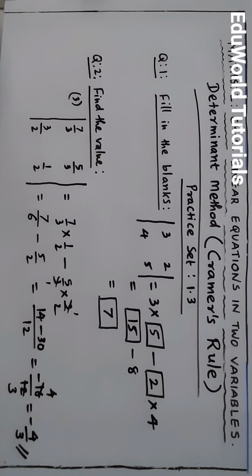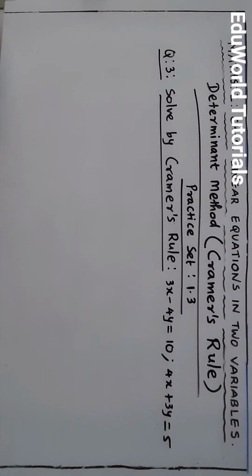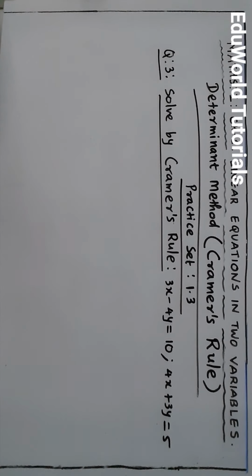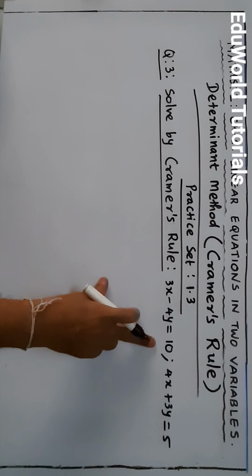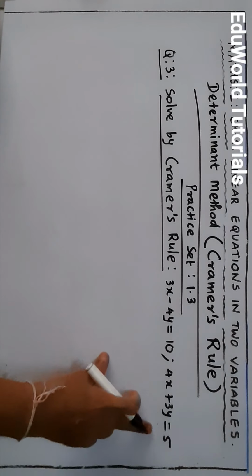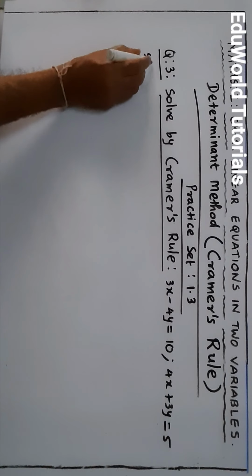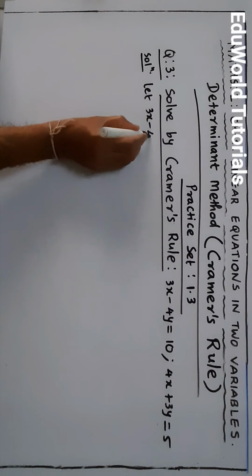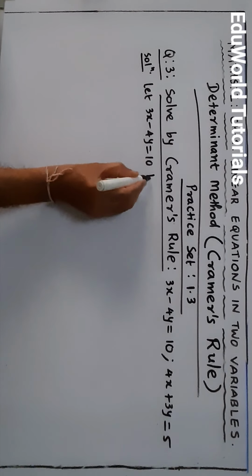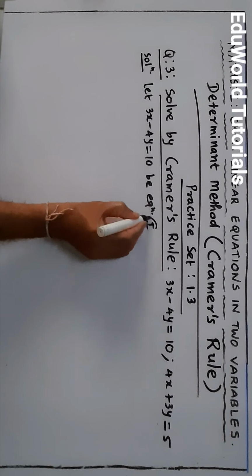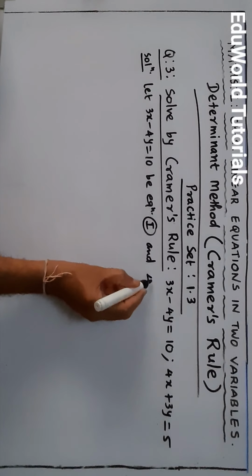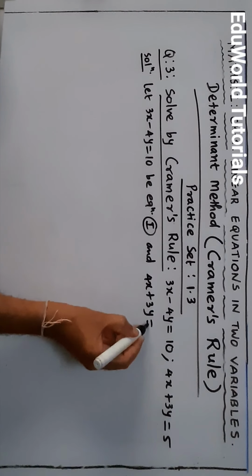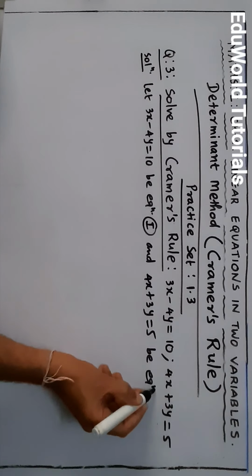Now we are solving question 3 of practice set 1.3, where we are using Cramer's rule to solve simultaneous linear equations in two variables. I am writing the first question. So here is the first question. The equations are 3x minus 4y equal to 10, and the other equation is 4x plus 3y is equal to 5. Now in the solution what do we write? We number the equations. Let 3x minus 4y equal to 10 be equation number 1, that is first, and second, 4x plus 3y equal to 5 be equation second.